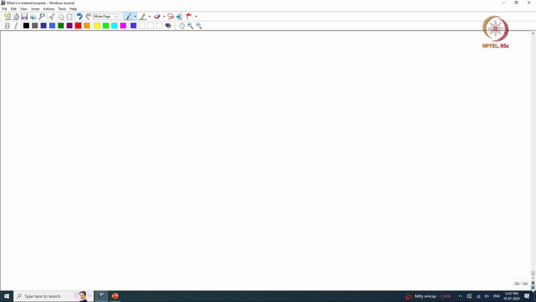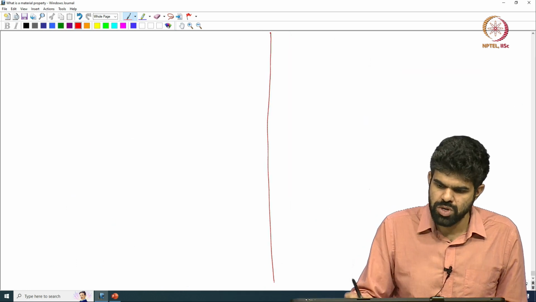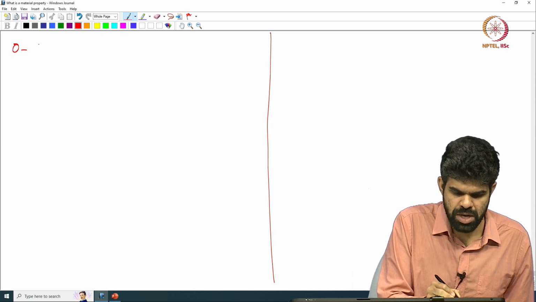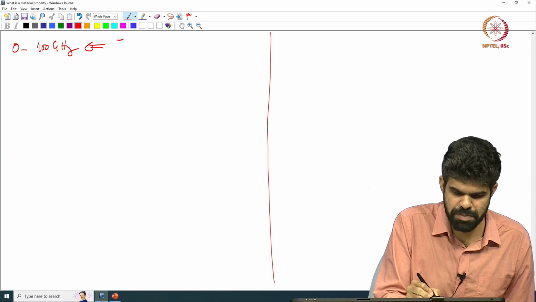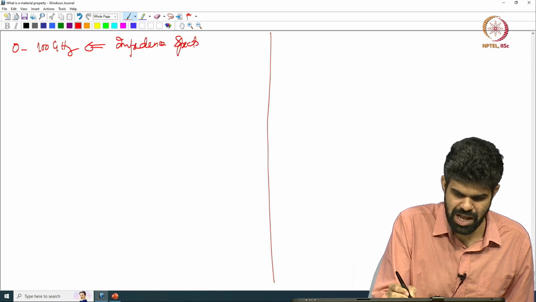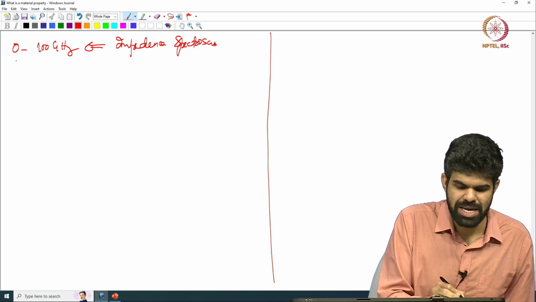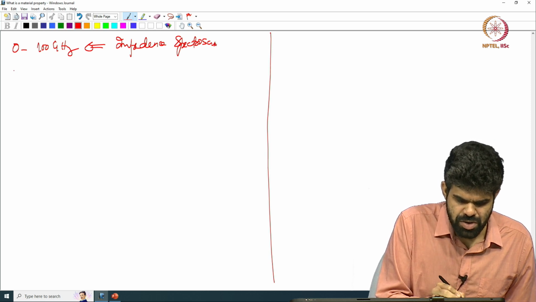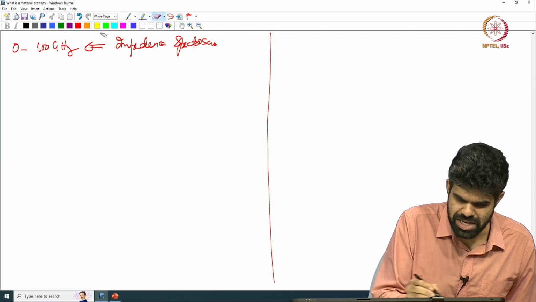All right. Now, up to now let us again summarize: 0 to 100 gigahertz is just impedance spectroscopy. Then let us write the energy scales, that is better.